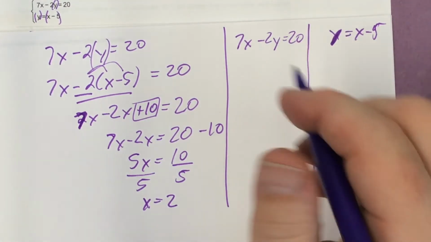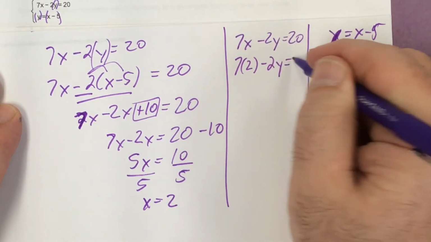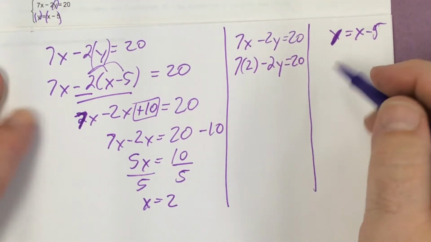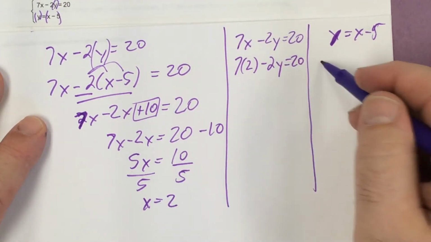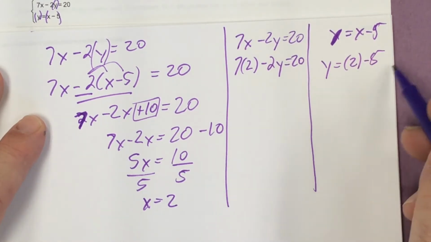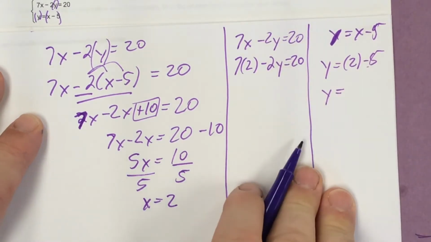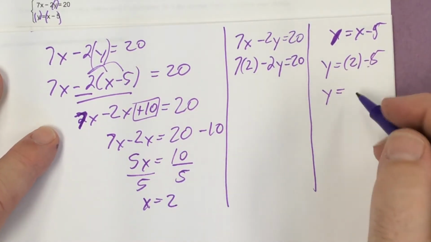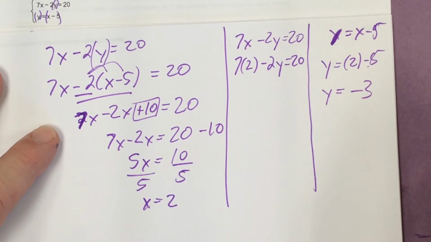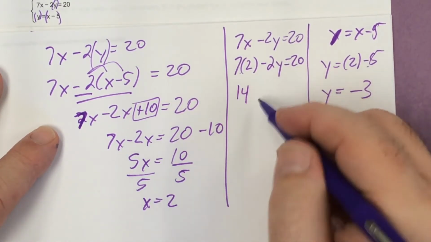So this is going to be 7 times 2 minus 2 times y equals 20. And then here I'm going to have y equals 2 minus 5. I'm going to go with this one first. This is going to be easier calculation. Just make sure to do this in your calculator, please. 2 minus 5 should yield negative 3. Let's see what this brings over here. 7 times 2 is going to be 14.